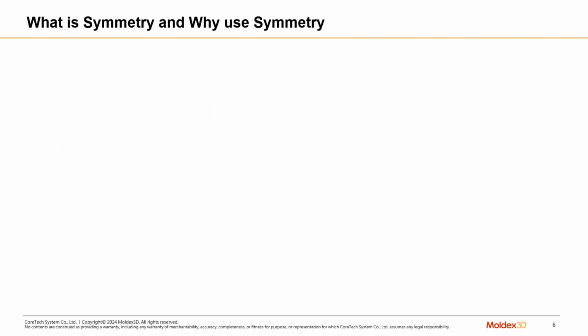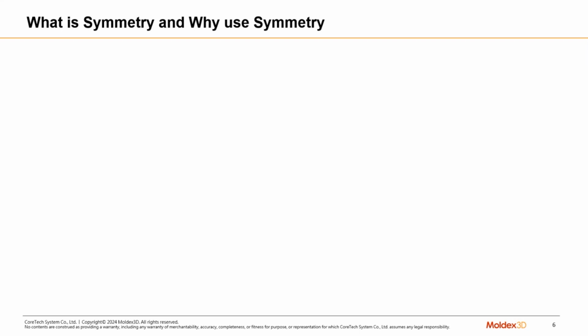All right, so we talked about the two major types. One is the full model analysis, and another one is symmetry. Full model, as I said, you bring in the complete mold. Let's say if you have a 32 cavity mold, you bring that in and you run a simulation on the entire 32 cavity mold, right? So that's called full model analysis.